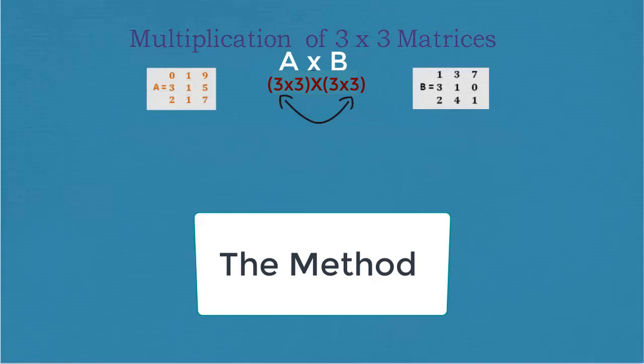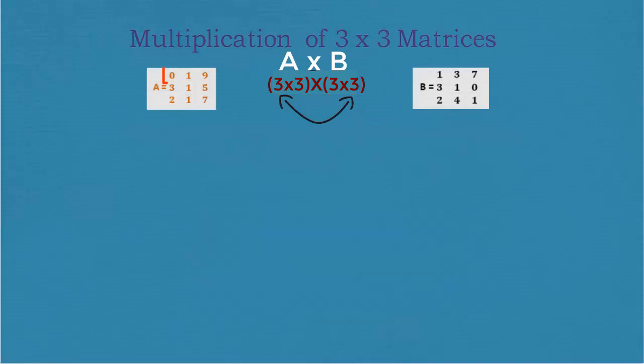Now coming to the method which can be followed to multiply these two matrices. First, you have to multiply the first row of matrix A by the first column of matrix B, then by the second column of matrix B, and then by the third column of matrix B. When you are finished with the first row of matrix A, you come to the second row of matrix A, multiplying it by the first, second, and third columns of matrix B. When you are finished with the second row, you come to the third row of matrix A, which in this case is the last row, multiplying it by the first, second, and third columns of matrix B. So that's the whole procedure that can be followed in matrix multiplication.